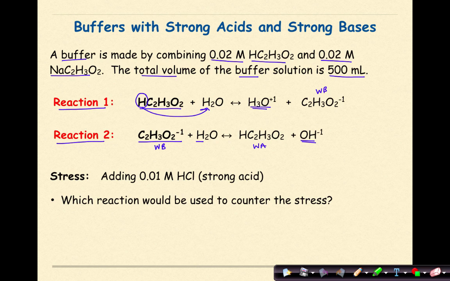So the stress in this situation is the addition of 0.01 molar hydrochloric acid, which we know is a strong acid. Which reaction would be used to counter the stress? Since we know we're working with a strong acid, we need something to neutralize that. So if you said, hey, let's use reaction 2 because it has a hydroxide ion in it that can neutralize the hydrogen ions that are going to ionize from the hydrochloric acid, you're right. So let's see how that works.